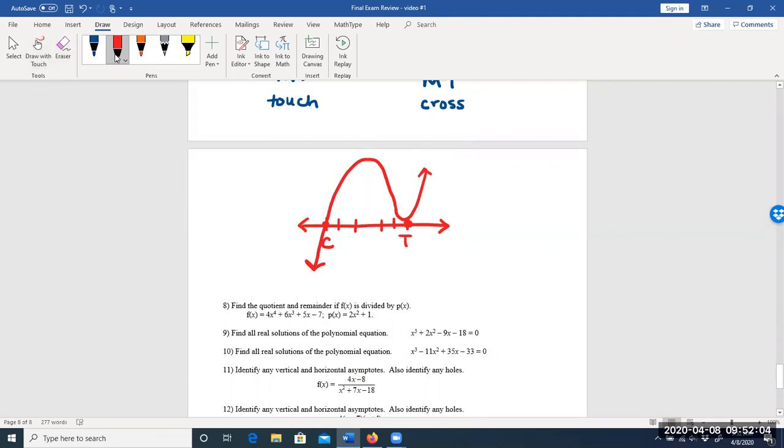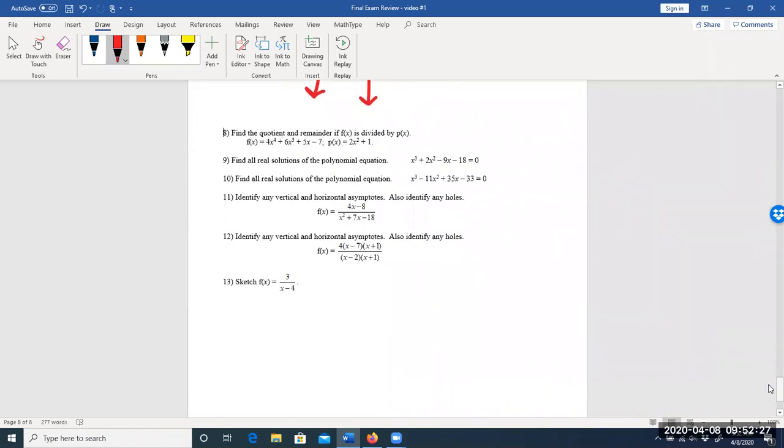Oop, it went away. Okay, so this point up there is, we'll say, (0, 27). All right, so here is a sketch of that graph. All right, let's look at number 8.